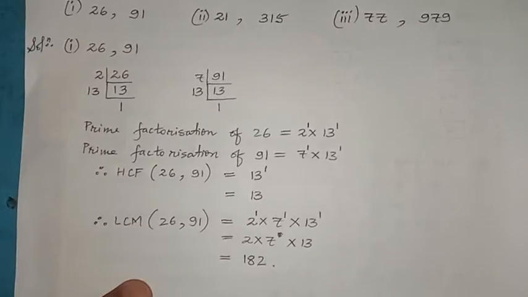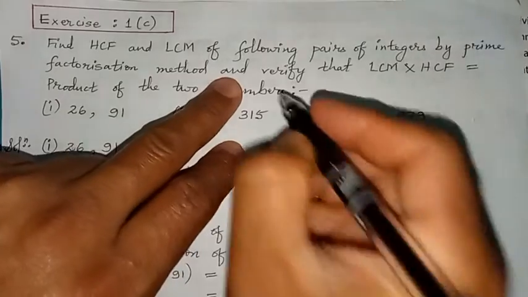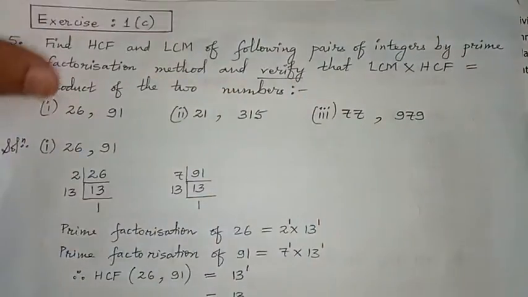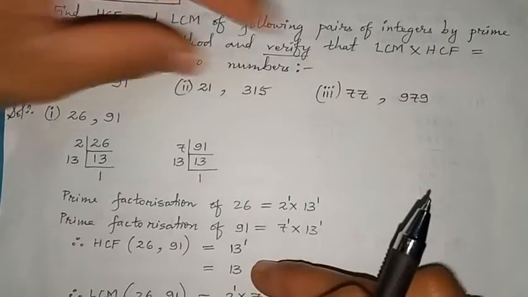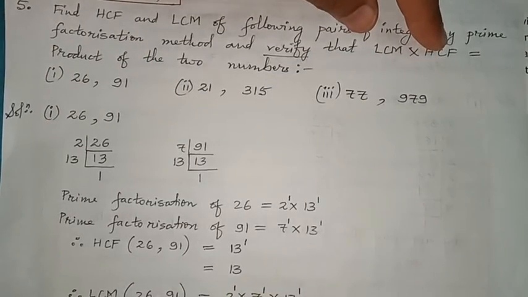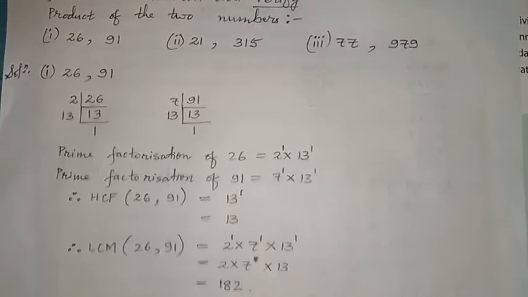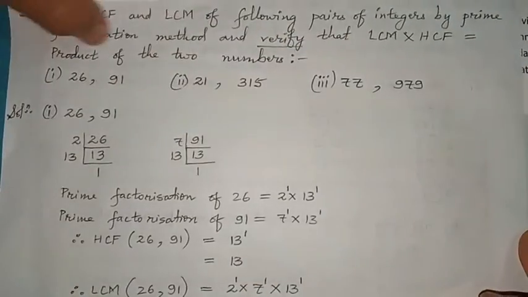HCF and LCM got. But the second part is what? Verify. Check. Verify that the product of HCF and LCM, the product of LCM and HCF, means the product of this and this. Okay. 182 and 13. Verify that the product of HCF and LCM is equal to the product of the two given numbers.